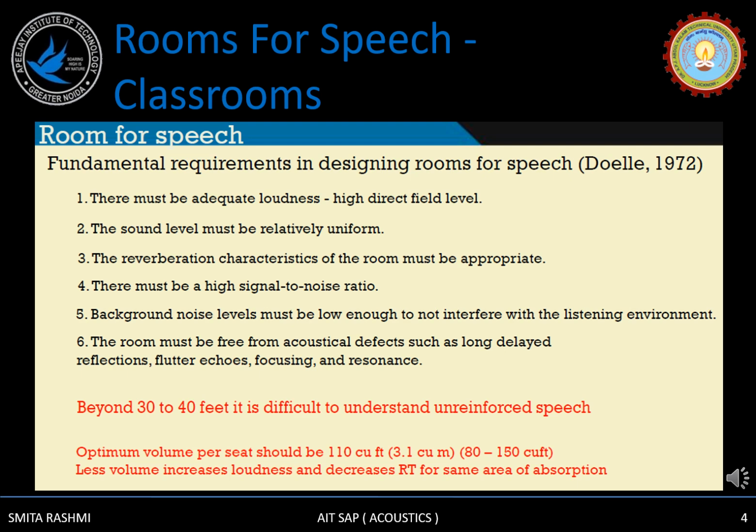Then the fourth point, there must be a high signal to noise ratio. The signal, the sound source pressure level, should be high in comparison to the background noise level. That is, the difference value is not going to affect the signal sound pressure level.